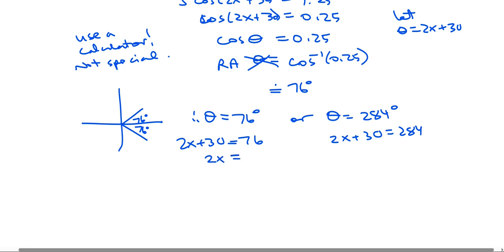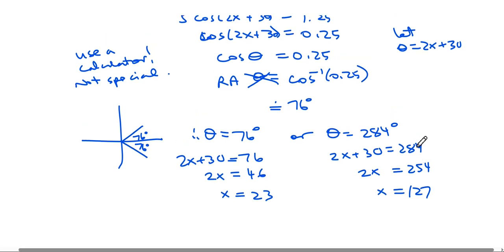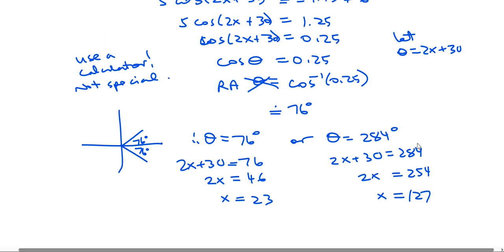Okay, so let's solve this. So 2x is equal to 46, x is equal to 23, or 2x is equal to 254, and so x is equal to 127. So now I got my 2 answers, x is 23 or x is 127. But once again, look at the k value. There is a k value that is 2.